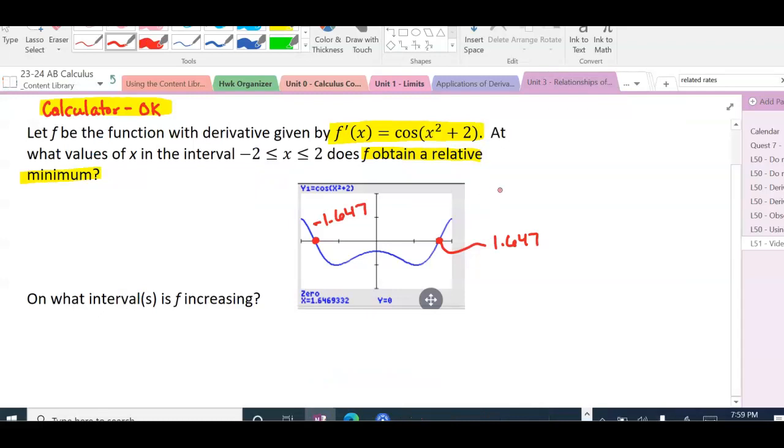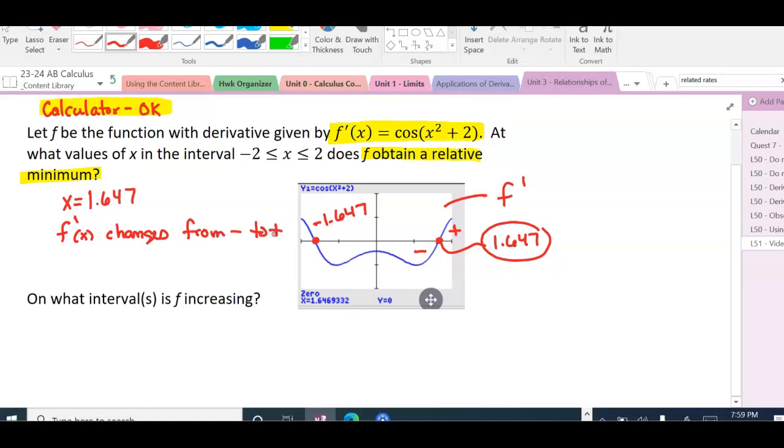So again, this is the graph of our derivative f prime, where we're going from negative to positive at 1.647, so that would be our minimum. X equals 1.647. Let's practice justifying our answer. We would say where f prime of x changes from negative to positive, and then the increasing part is where our f prime is greater than 0. So that's this green section and this green section.